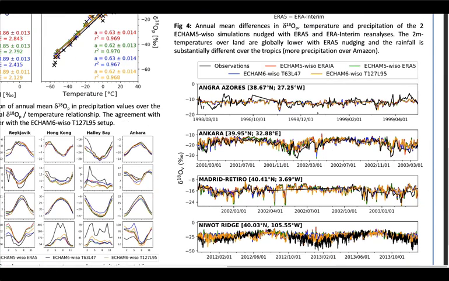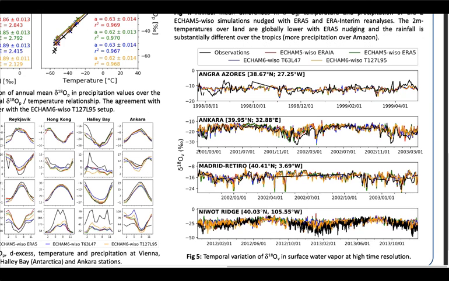And finally, here you can see some model data comparison at very high temporal resolution, so daily or sub-daily at several stations of delta 18O in surface water vapor. So with a Picarro instrument that we have at the lab. And you can see that, quite surprisingly, we have quite a good agreement, but the different model results are pretty similar again between each other.